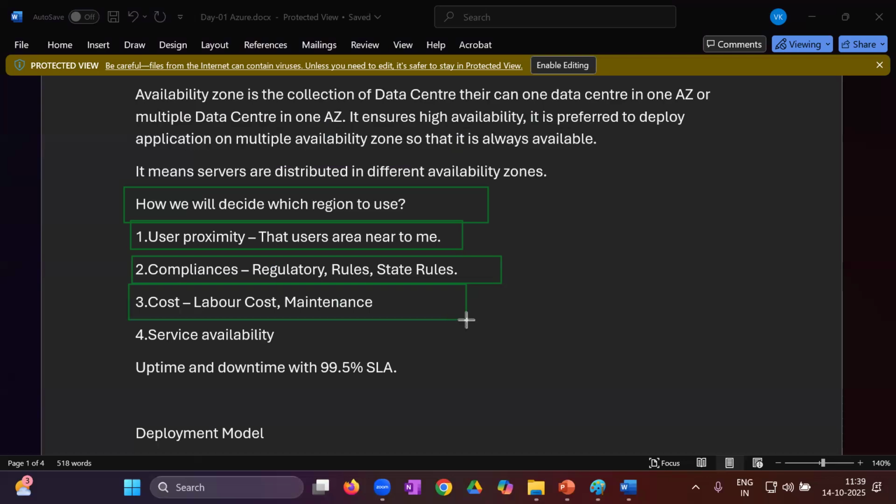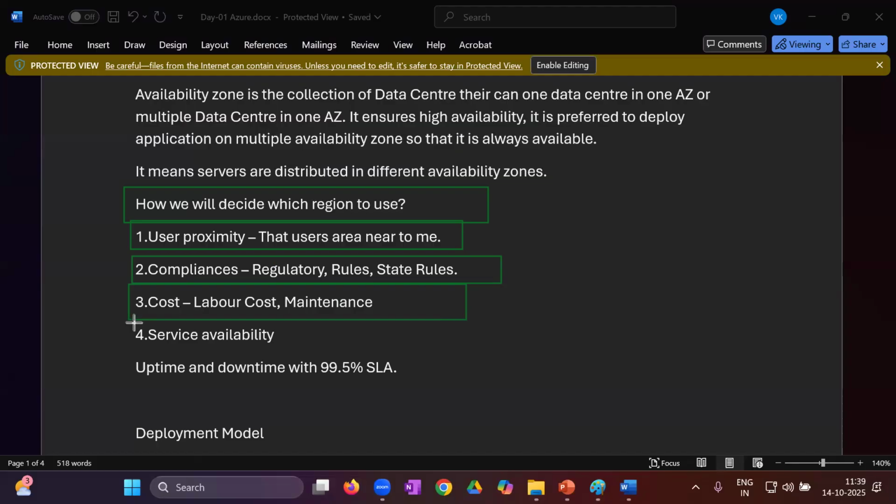Apart from that, cost, labor cost, and maintenance. Let's say that particular server is located in a country where maintenance cost is very high, labor cost is very high. If that cost is high, it means they will charge more from me compared to if I upload it at any location where the labor cost and maintenance cost is low. So this is also one of the conditions to choose the region.